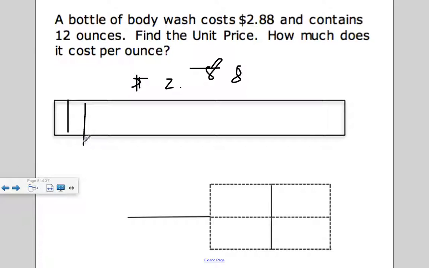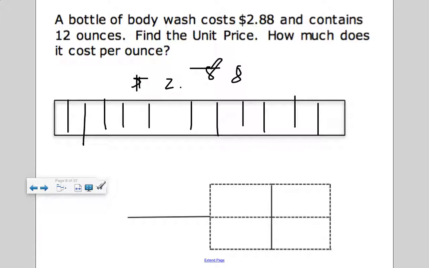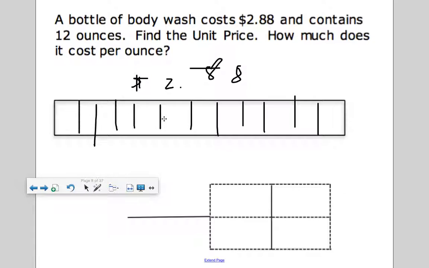12. 1, 2, 3, 4, 5, 6. All right, these are all supposed to be equal size. 7, 8, 9, 10, 11, 12. I apologize, but they are all. Oh, no. It's okay. The power of Smartboard. So, as you can tell, we have 12 sections. So I need to break it down into 12 sections.